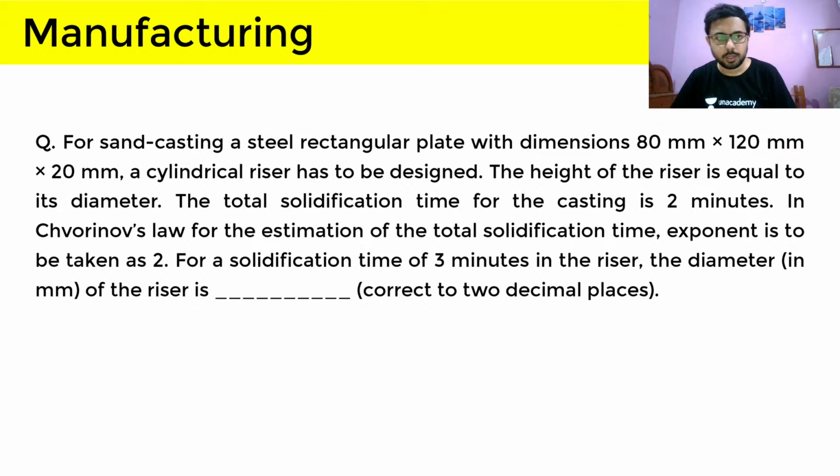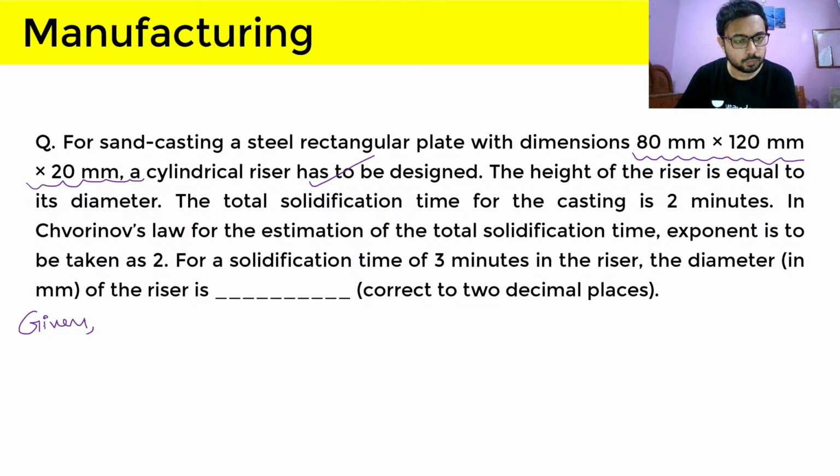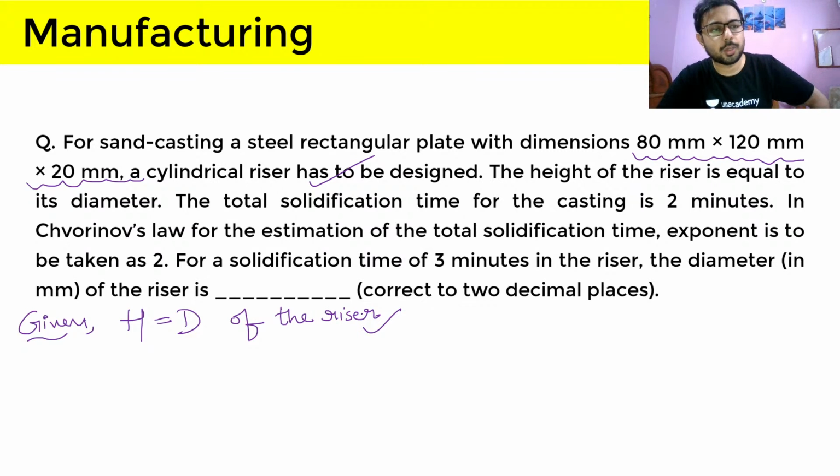Now in the next question, we have been provided with a casting question. In this casting question, it is given that for sand casting a rectangular plate with given dimensions, this is the dimension of the rectangular plate, and a cylindrical riser has to be designed. Okay, so we have to design a cylindrical riser. The height of the riser is equal to the diameter, so we will just write given: for the riser, the height is equal to the diameter.